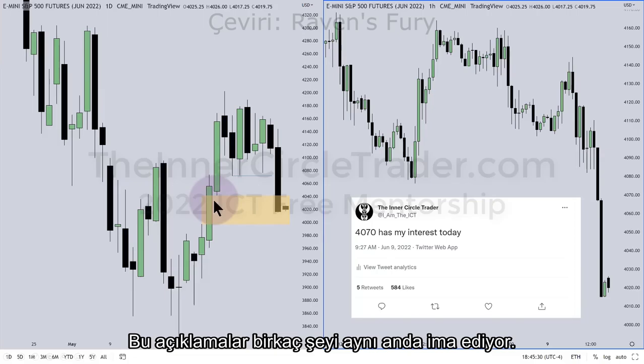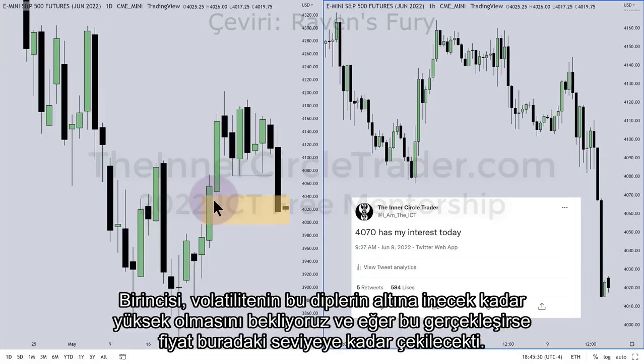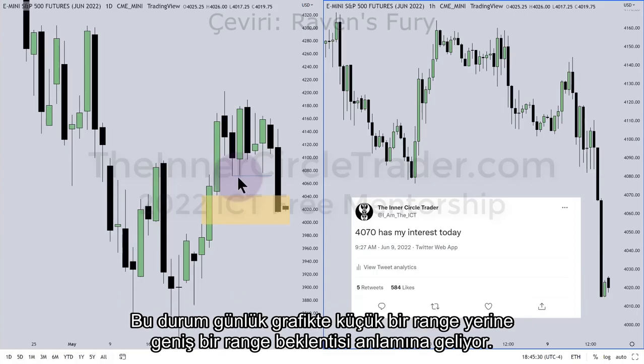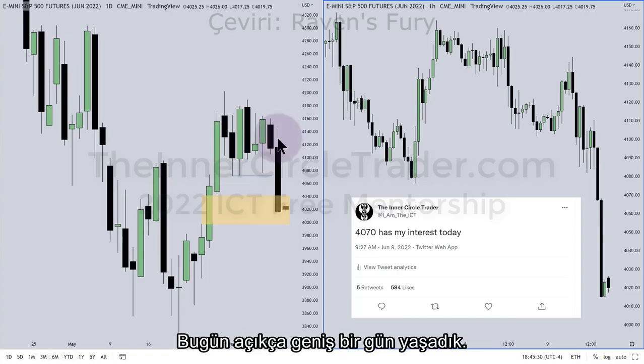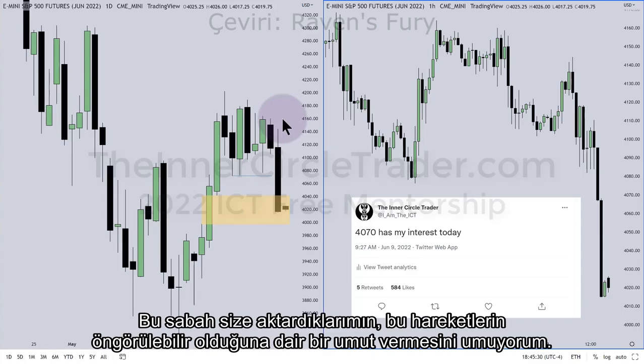Now, that is suggesting several things. Number one, we're expecting the volatility, or I'm expecting the volatility, to be significant enough to take us below these lows. And if that was to occur, then we're going to draw all the way down into here, which means what? We're going to have a small range day on the daily chart or a large range day? Clearly, a large range day. So there were a lot of things that I laid in your hands this morning that hopefully give you hope that these things are predictable.